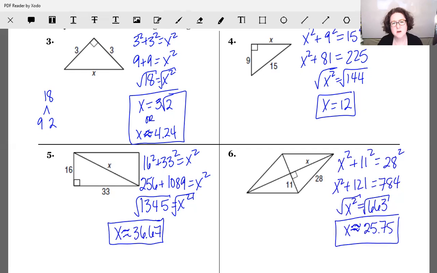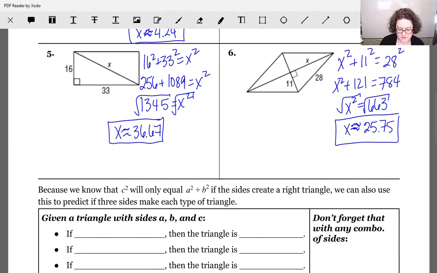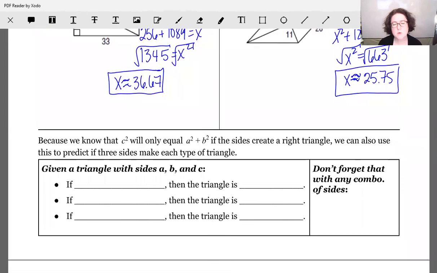Alrighty, so we've already talked about Pythagorean theorem before, so let's look at this converse and how we could use this. And so we know c squared for Pythagorean theorem is only going to equal a squared plus b squared if we know we have a right triangle. So what happens if it doesn't? And so we can actually look at our Pythagorean theorem results and use that to predict what kind of triangle it is without knowing any angle measures.